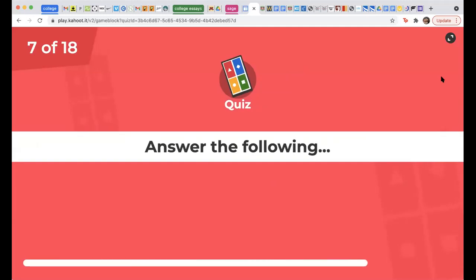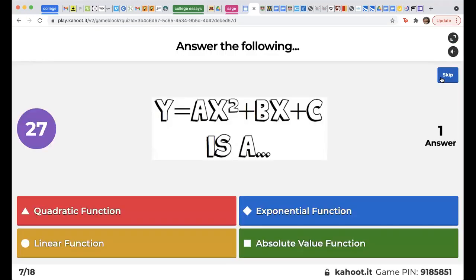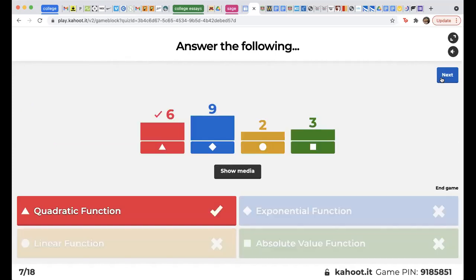Guys, there's 18 questions in this. I don't know if we're gonna get through them all. We talked about this just last week, guys. I forgot. You forgot? Look back at your notes. Guys, it's a quadratic function.